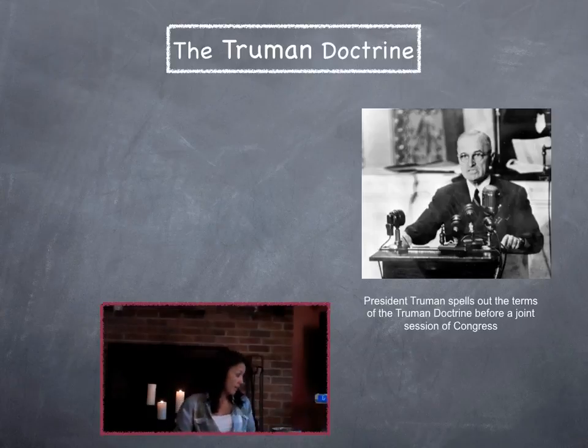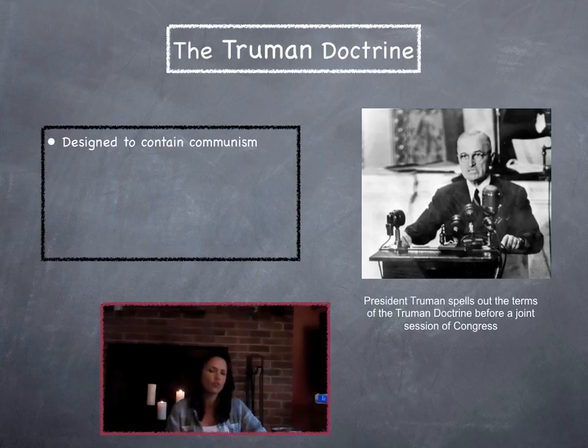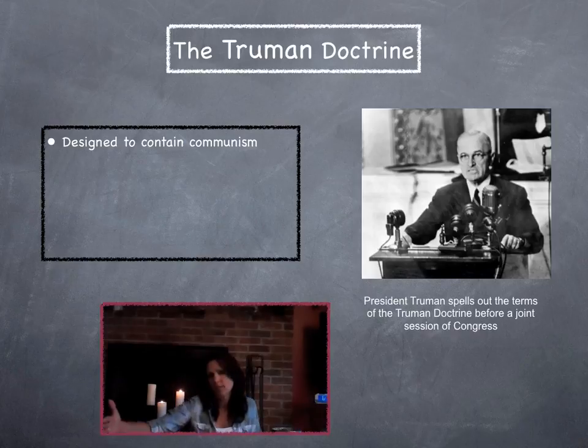Okay. The first major application of the containment theory is the Truman Doctrine. And the Truman Doctrine was designed to contain communism within the boundaries that it currently existed. So there was this acceptance that communism exists behind the Iron Curtain. However, we want to make sure that the Iron Curtain isn't pushed further west into Western Europe.